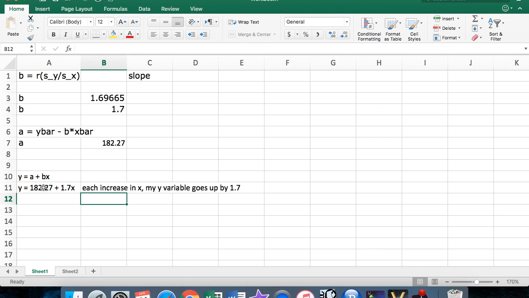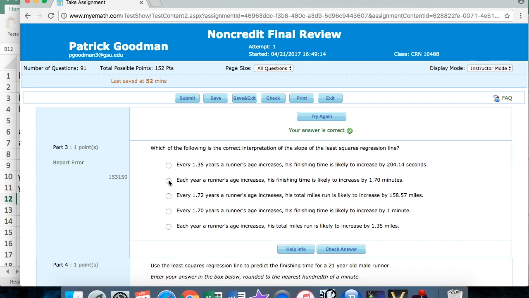Because 182.27 is the base number, right? That's the y-intercept. So when x is 0, y is 182.27. But every time that x goes up, so the age of whoever's running goes up by 1 year, this gets added to that amount of time. So it goes up by 1.7. So each year a runner's age increases, his finishing time is likely to increase by 1.7 minutes.